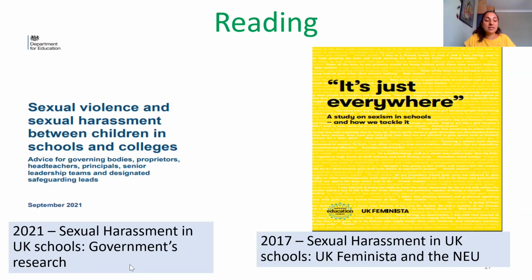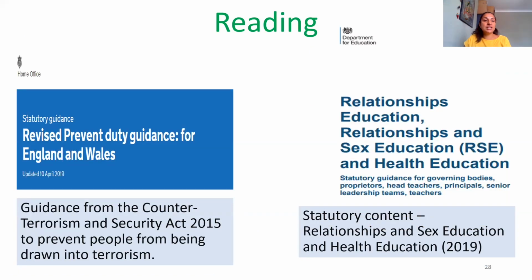You might want to read through the study that was conducted last year, 2021, on sexual harassment in UK schools. It was conducted by the government, and it's their research into it, and provides lots of advice to schools on how to tackle the issue. In 2017, a study was conducted by UK Feminista and the NEU, so lots and lots of interesting data in that, and lots of information to support. In terms of Prevent Duty, here is the Home Office's guidance on Prevent, updated in 2019. You might also want to read through the relationships and sex education and health education statutory guidance as well.